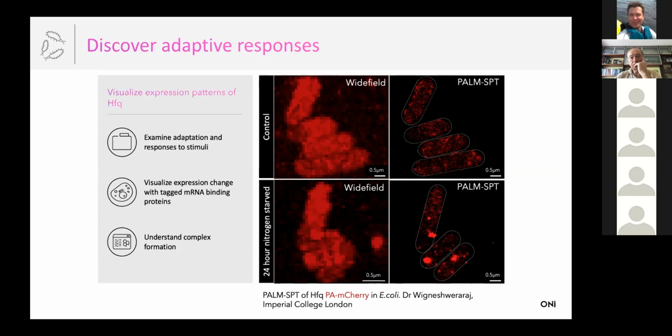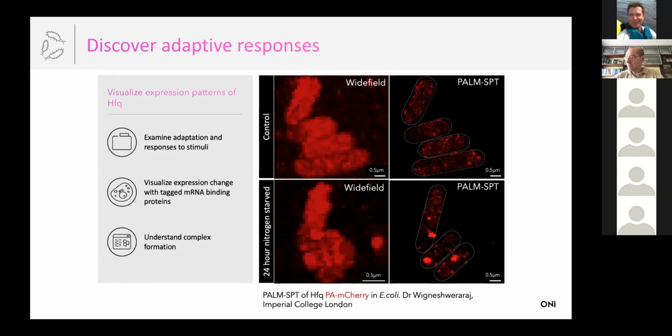Now, this is because they obviously require different types of essential elements, such as carbon, transition metals, as well as nitrogen for their survival. So the researchers in this case were interested in the bacterial mRNA binding protein called Hfq, which is known to be involved in spatiotemporal regulation of gene expression during periods of stress. So Hfq was tagged with a photoconvertible mCherry fluorophore, and the bacteria were then stressed by inducing nitrogen deficiency over a 24-hour period, and then they were imaged using PALM single particle tracking.